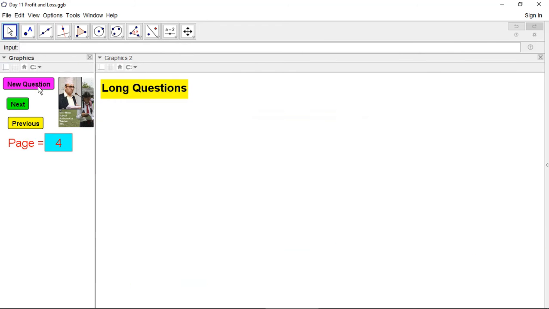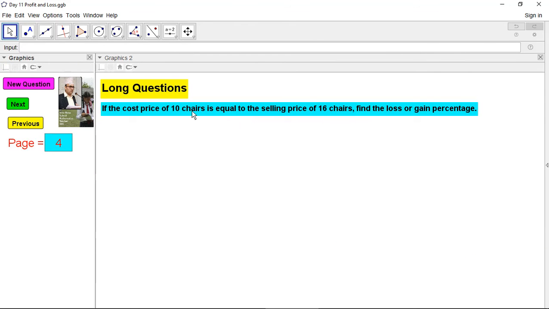Yes, the question is, Bidan, can you read the question? Yes, sir. This question: if the cost price of 10 shares is equal to the selling price of 16 shares, find the loss or gain percentage. Can you tell me the answer?